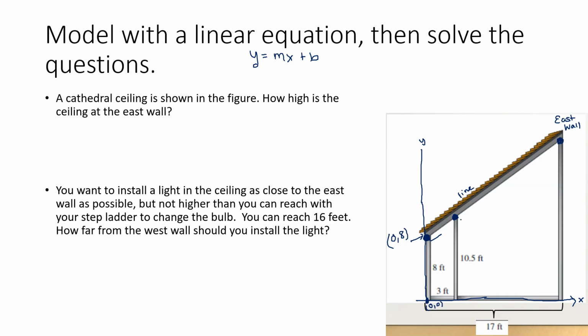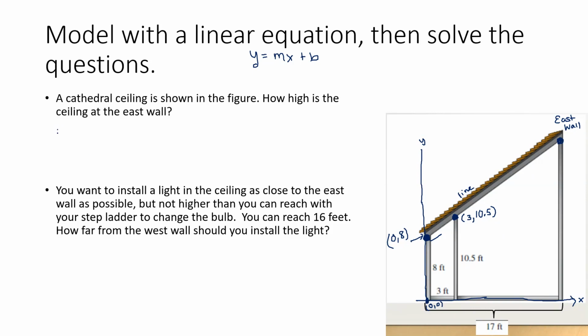Then my second ordered pair. Well, along the x-axis, I see that this little hallway between the left side and the next wall is 3 feet wide. And so that means that in the x direction, I have moved over 3 feet. And I see that the height of the ceiling there is 10.5 feet. So I have that second ordered pair that I've gotten off the diagram. And now I'm going to use these ordered pairs to create that linear model.